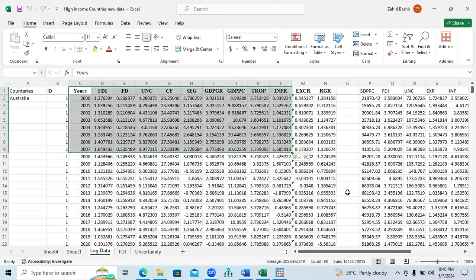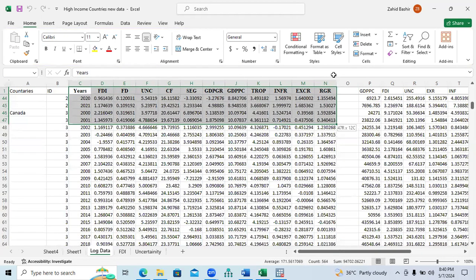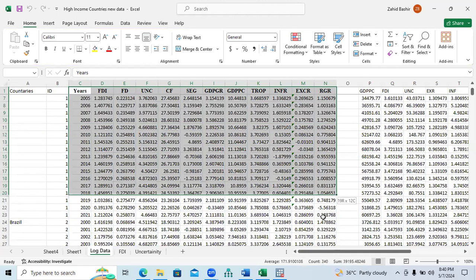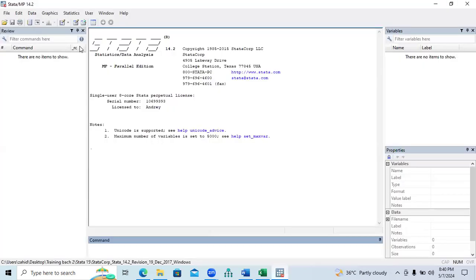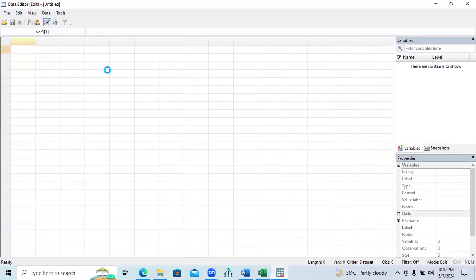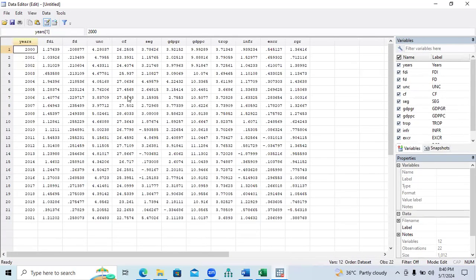I am just taking the data for Australia in order to consider it as a time series, because if I take the data for more than one country, it will become the panel. So let's suppose this is the data. I will copy this here, variable name. So now it is basically the time series data from 2000 to 2021: FDI, financial development, uncertainty, capital formation, sustainable economic growth, GDP growth rate, GDP per capita, trade openness, inflation rate, exchange rate, and real growth rate. So there are a number of variables here.